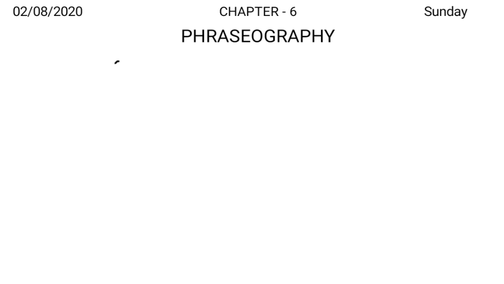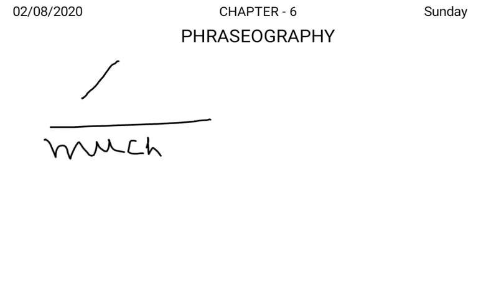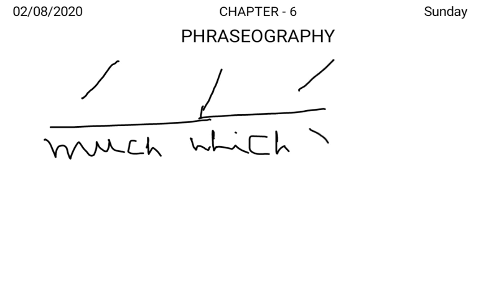Now we have learnt these grammalogues. Chay above the line is much. Chay on the line is which. Chay above the line is much. Now we have learnt this grammalogue in this chapter. Left semicircle, above the line is with.